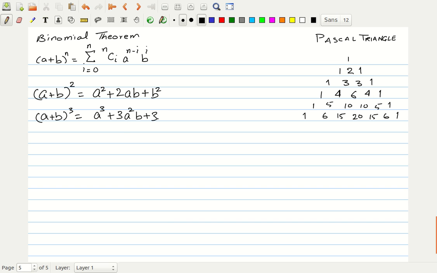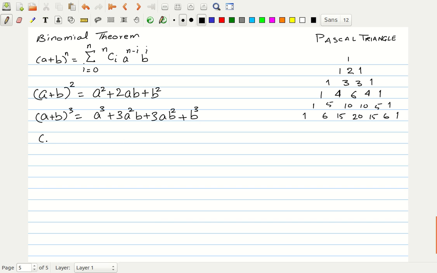I reduce the power of a by 1, it becomes a. I increase the power of b, becomes b square. And then the next number is 1, so for the last term, I reduce the power of a by 1, becomes 0, and if I increase the power of b by 1, it becomes b cube. And we see that we get the familiar formula for a plus b cube.